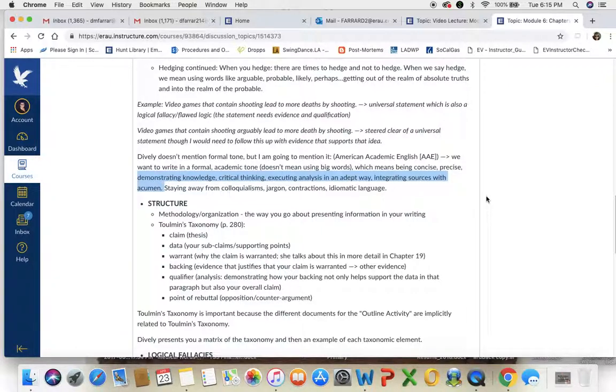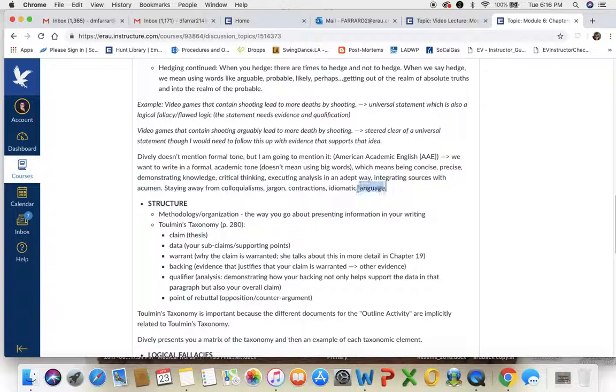And these are kind of the acts of American academic English, right? Demonstrating knowledge, critical thinking, executing analysis in an adept way, and integrating sources with acumen. So doing all of that in a tone that is formal and academic is what you want to do.